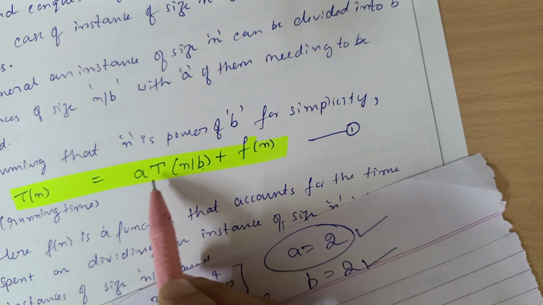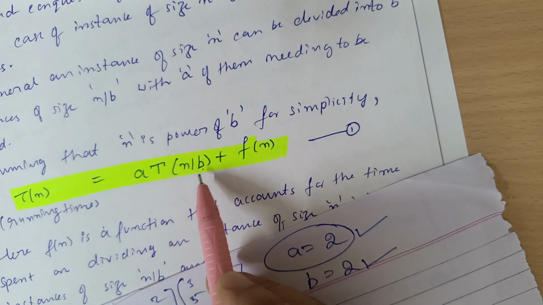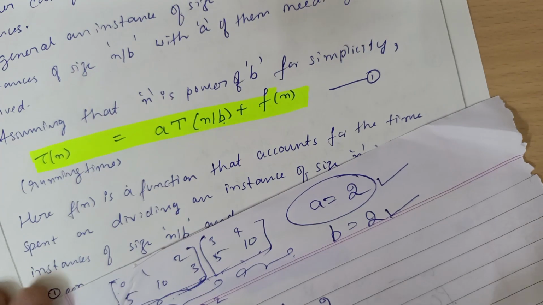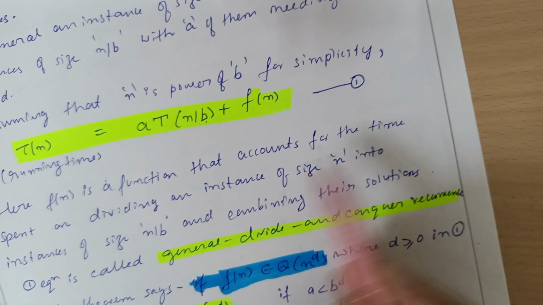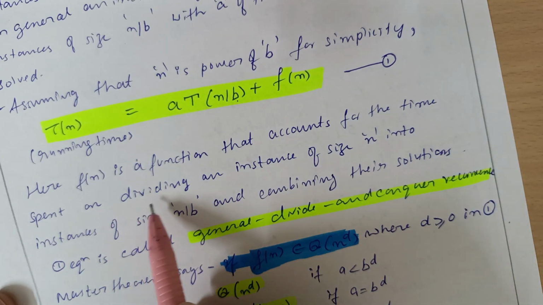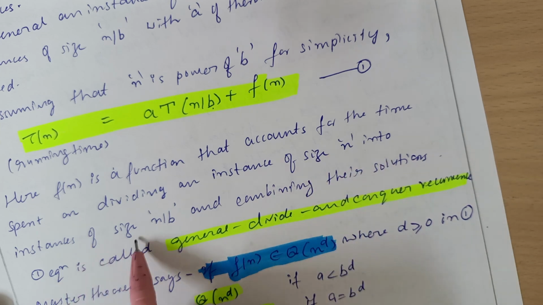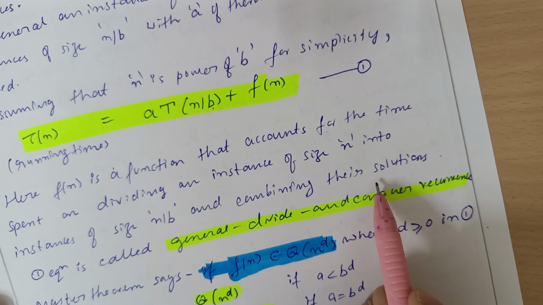So a into time complexity for n by b plus f of n. Here f of n is a function that accounts for the time spent on dividing an instance of size n into instances of size n by b and combining their solutions.